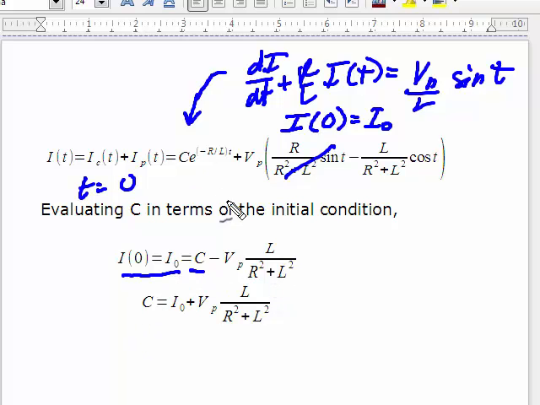Now, the reason for pointing this out is that you might think, well, I'm going to evaluate the c in terms of the initial condition, but you have to have the entire function here, because these terms play a role in the value of c. The complementary solution by itself is not evaluated in terms of the initial condition. The whole solution is evaluated in terms of the initial condition, although the constant is only multiplying the complementary solution.